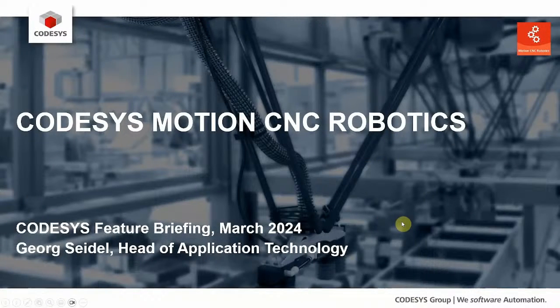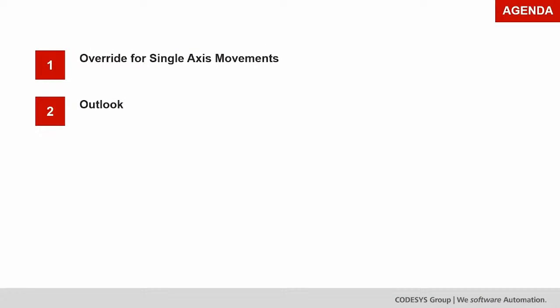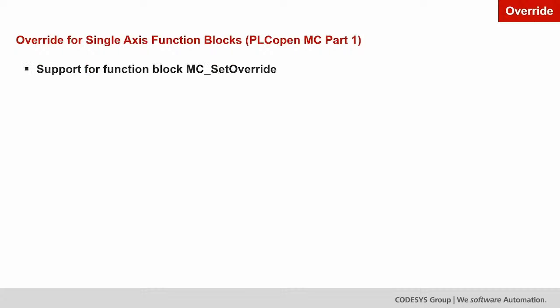Hello, my name is Georg Seidel and I'm product manager for the CODESYS motion products. I'd like to introduce the new features of CODESYS Motion. First, I will talk about the new override for single axis movements, and then I'll give you an outlook about the current development. We implemented the function block MC_SetOverride as defined in the PLCopen for Motion Control Part 1.